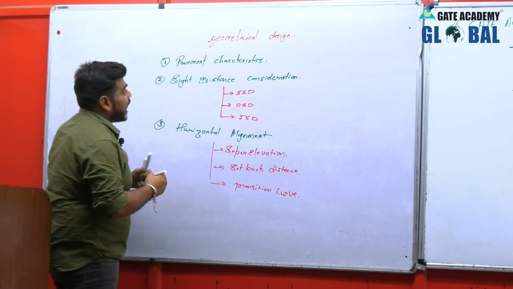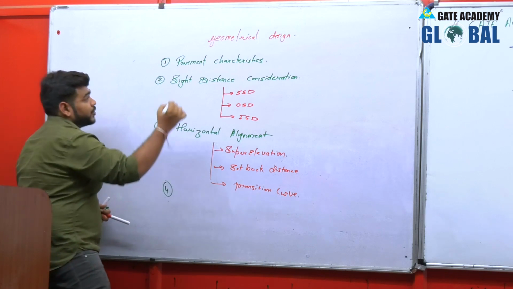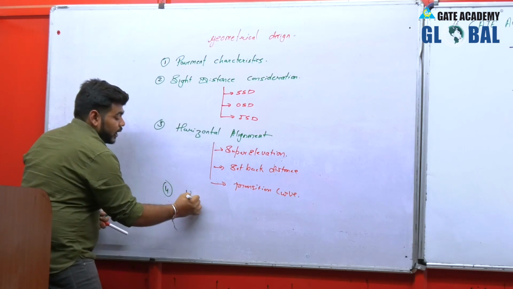And the last part we are going to discuss in geometrical design, the fourth, is vertical alignment.